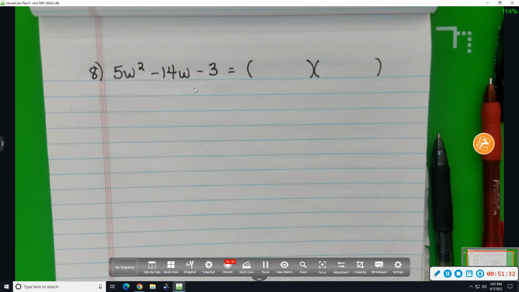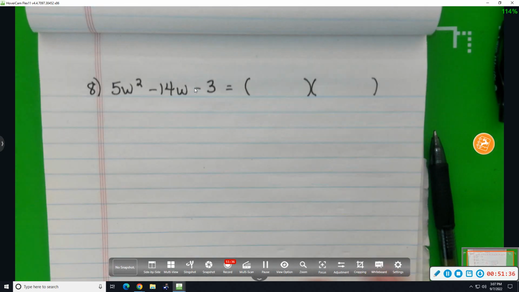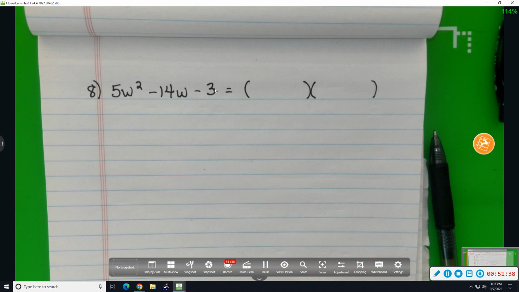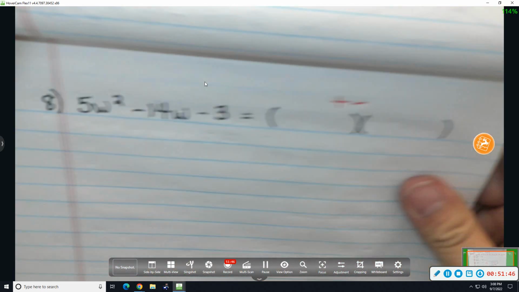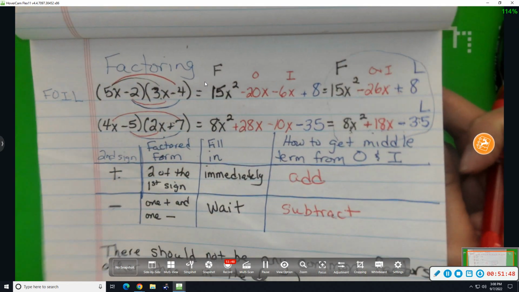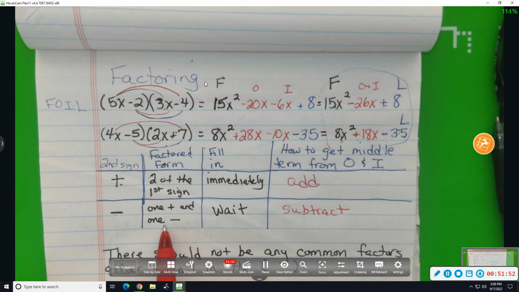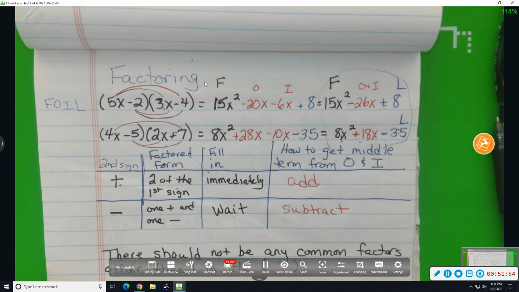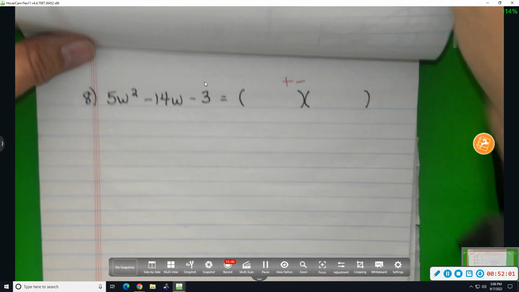Do I need to show the table, or do y'all have an idea of what the signs are going to be? Plus, plus, minus, minus, or one of each? Okay, the second sign is minus. So 1 plus and 1 minus. If the second sign is minus, you have 1 plus and 1 minus. You wait to fill them in. The outer and inner, you're going to be subtracting those numbers in order to get the middle.